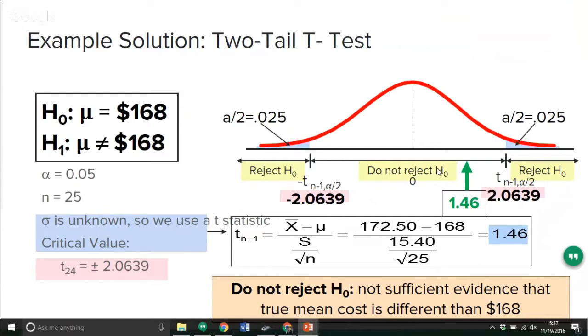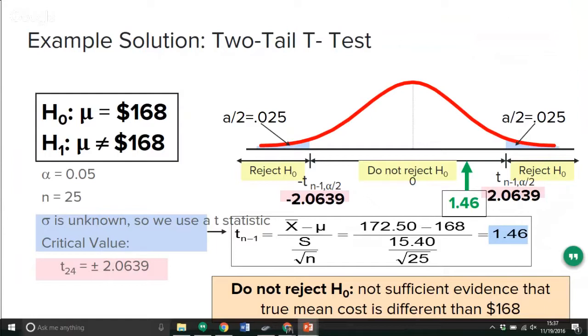And then again, we go back to a chart and we find alpha at 0.05. Because we're doing a two-tailed test, we use alpha divided by 2, so we would find it at 0.025, because we divide 0.05 by 2. And then we find out that there's no significant evidence at those degrees of freedom, and the degrees of freedom are n-1, which is 25 minus 1, so 24.